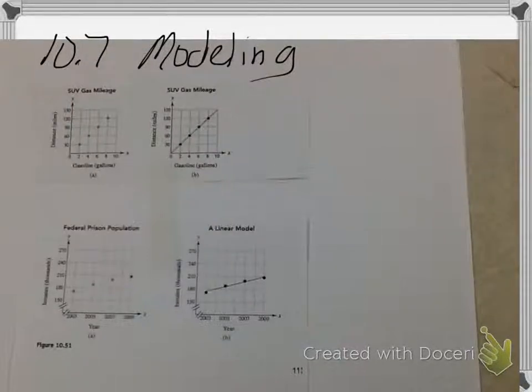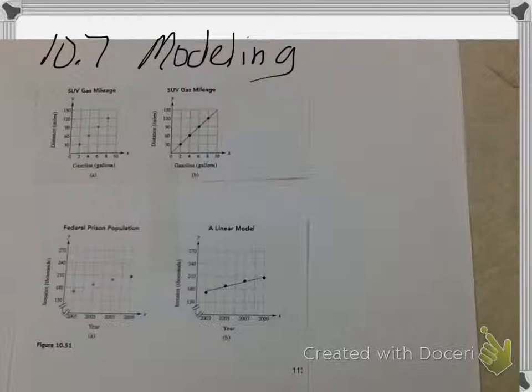Okay, this is 10.7 and it's on modeling. This goes along with the worksheet too. And all you really need to understand is that sometimes in real life you're not going to get data that falls in a straight line. I took these shots out of your book. Sorry, it's kind of cheesy, but that's the only way I can figure out how to scan pictures into this program right now.